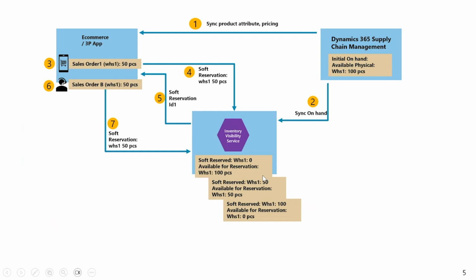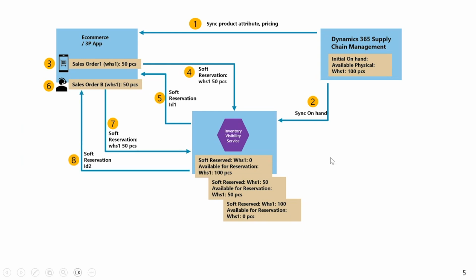The ecom site calls the Soft Reservation API to check the available for reservation quantity for a product in a specific warehouse. At this time, available for reservation quantity is 50 pieces in warehouse 1. So the ecom site can instantly soft reserve another order of 50 quantity for that product in the WHS1 warehouse.